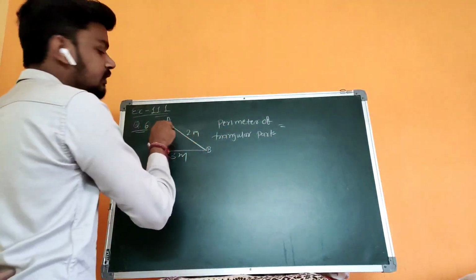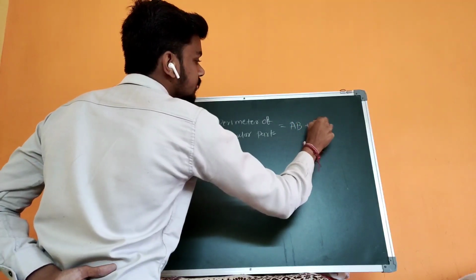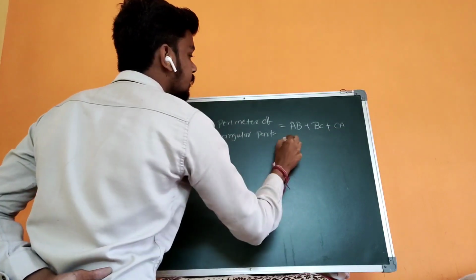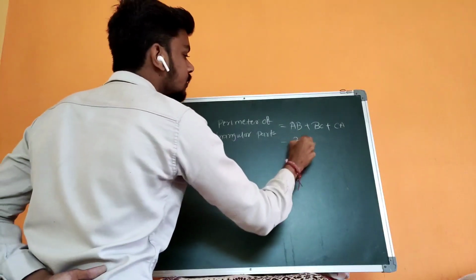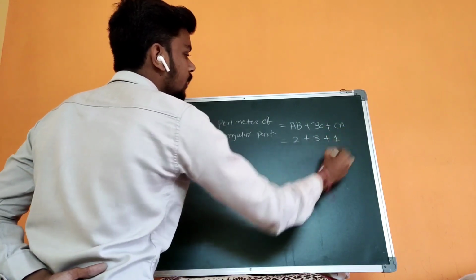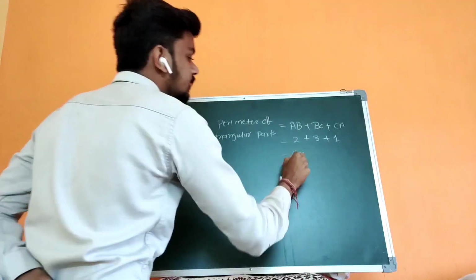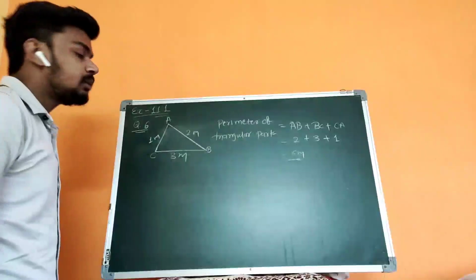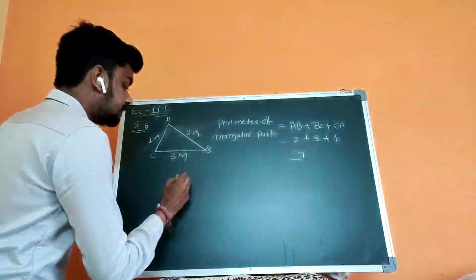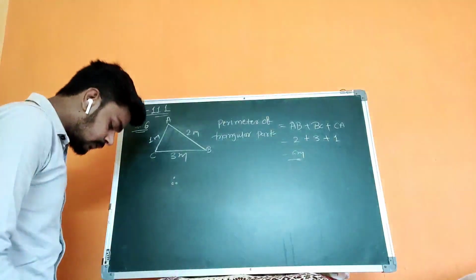addition of all sides. First we'll start with AB. AB plus BC plus CA. The value of AB is 2 meter. 2 plus BC 3 and CA 1. 2 plus 3 is 5, plus 1 is 6 meter. The unit is meter. Done. Same way we have to write the answer in statement form in this one also.